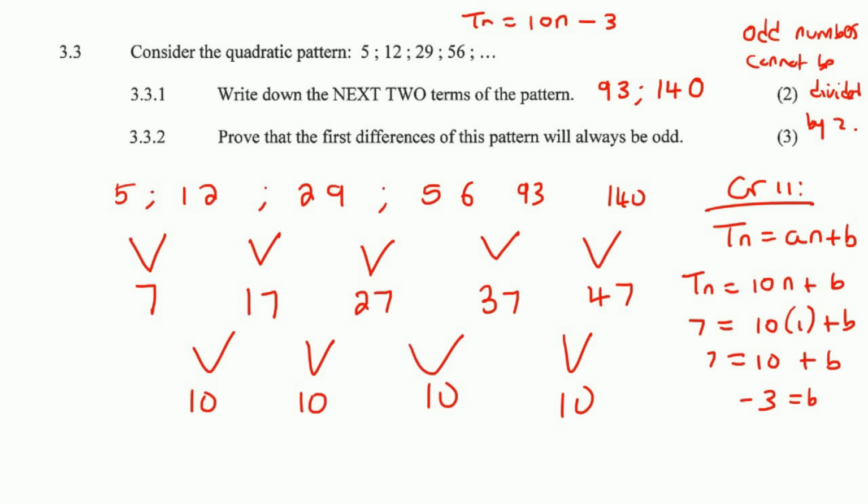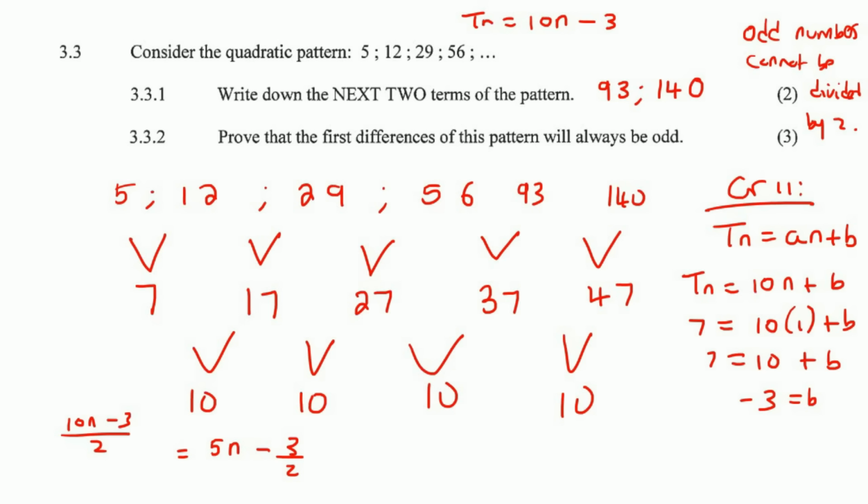And now I need to try show that this formula, no matter what, won't be divisible by 2. So I can say 10n minus 3 divided by 2, and that's going to give me 5n because of that. And then it doesn't work because, so that part went quite nicely, but then the 3 doesn't divide. So that's going to give me minus 3 over 2. So it doesn't divide properly.